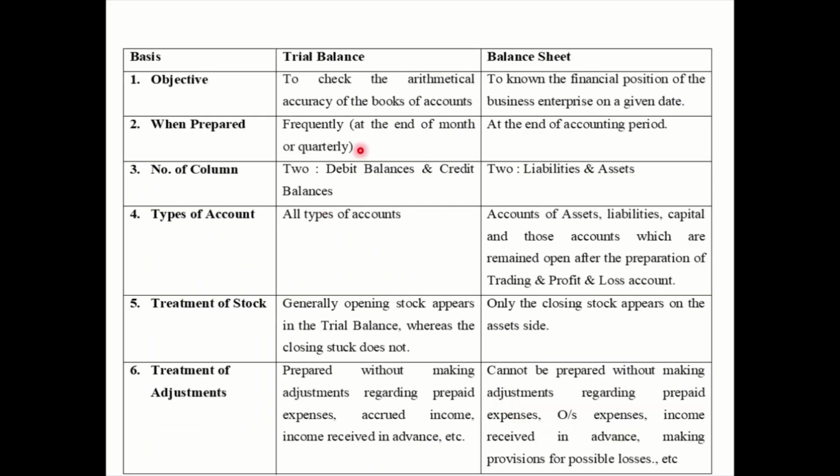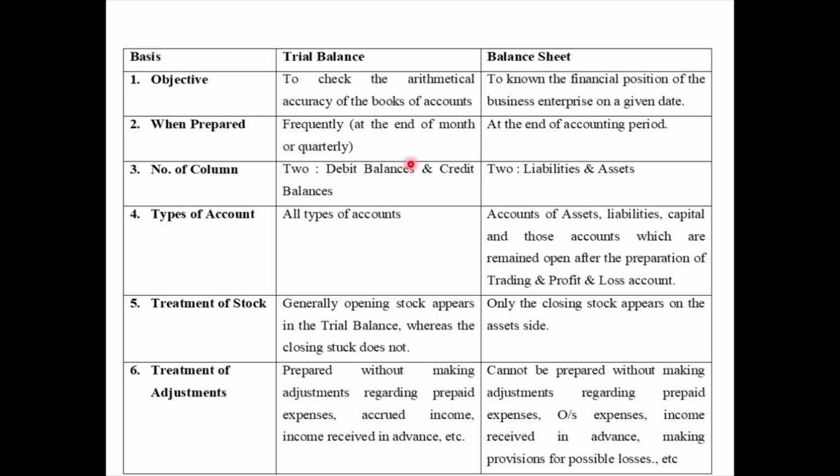Now, the difference between the trial balance and balance sheet. The main objective of preparing the trial balance is to check the arithmetical accuracy of the books of account. Balance sheet is to show the financial position of the business enterprise on a given date. The trial balance is frequently prepared at the end of the month or quarterly to check the arithmetical accuracy of the books of account. Balance sheet is prepared at the end of the accounting period.